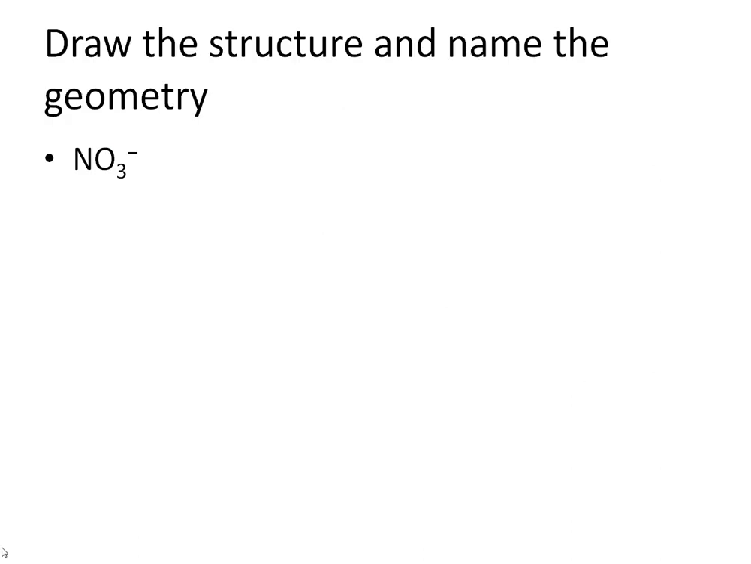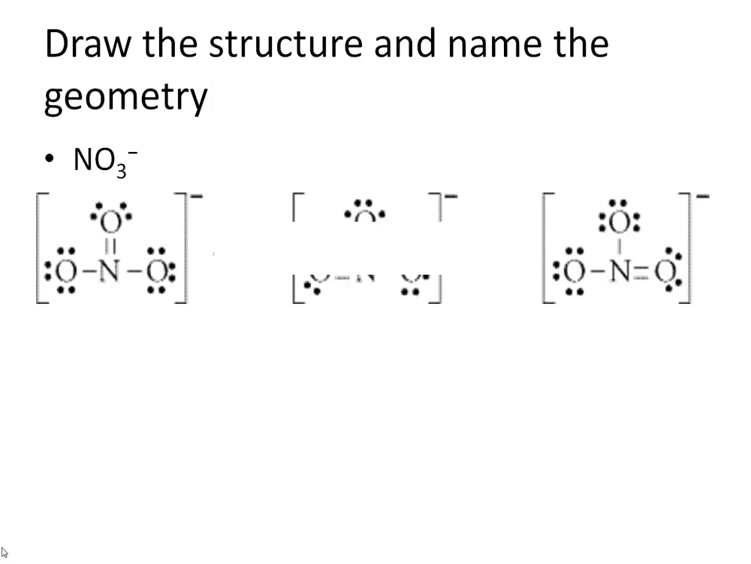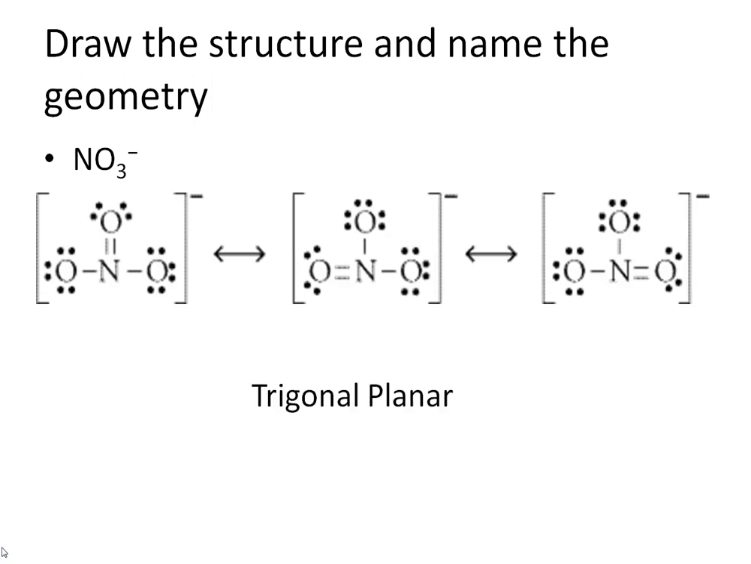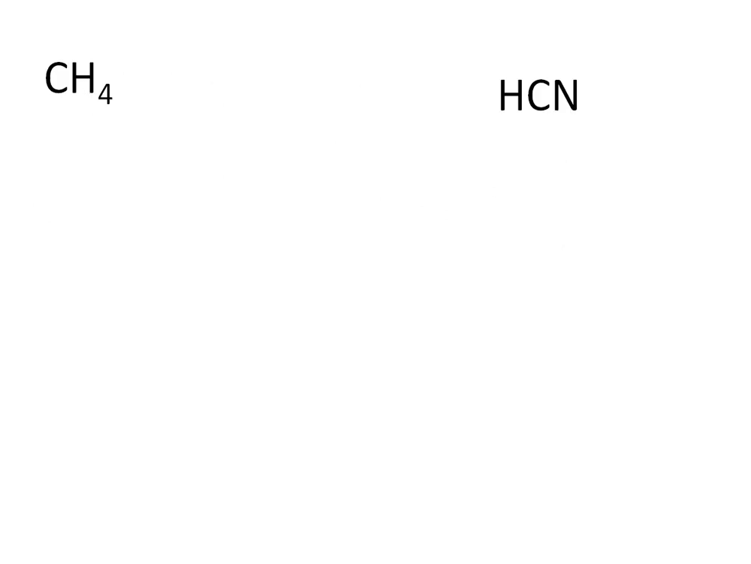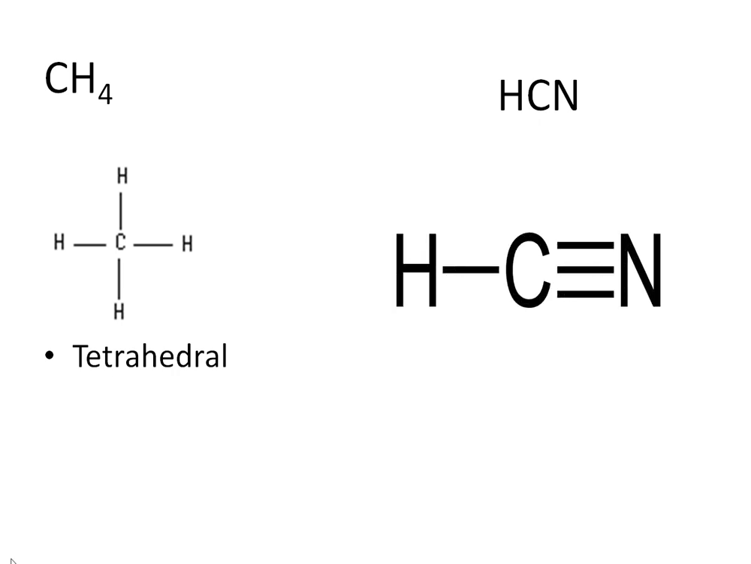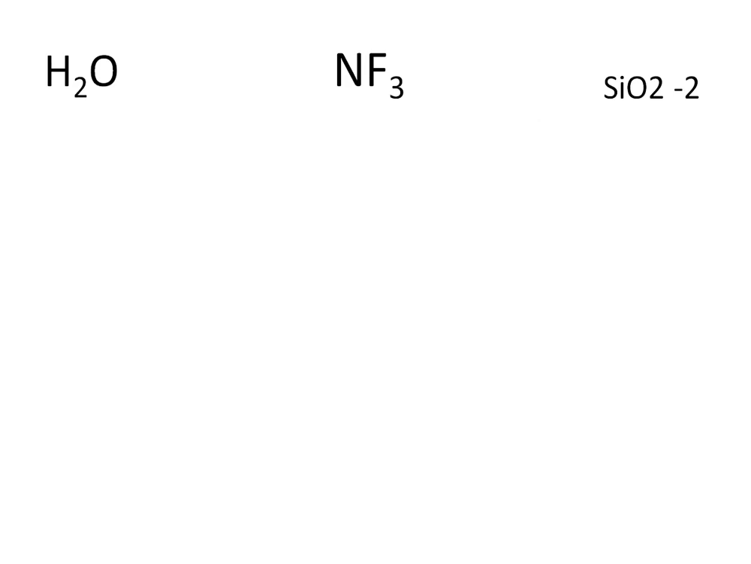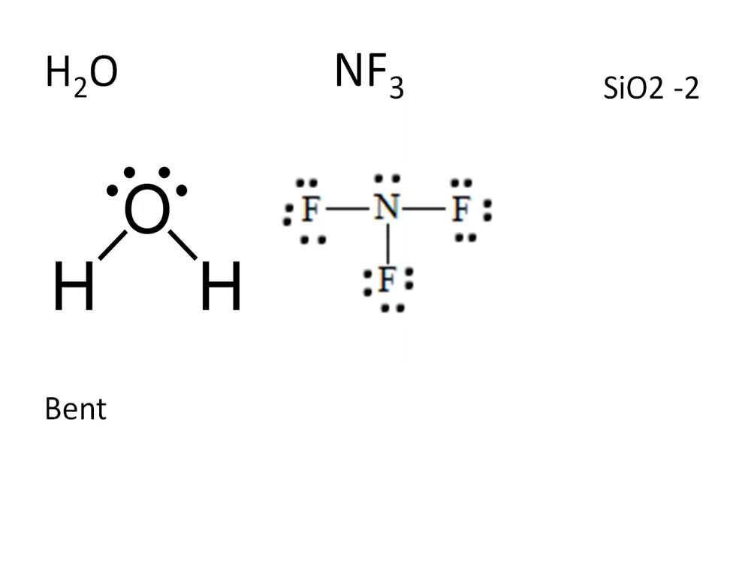For the final activity, draw the given substance, NO3 minus. As you can tell, it has 3 resonance structures. Next, trigonal planar. Next is CH4. Basic structure, and it's tetrahedral. Next is HCN, and it has a triple bond, making it linear. Next is water. Water is bent, meaning there are 2 lone pairs. NF3 has a lone pair, making it trigonal pyramidal.